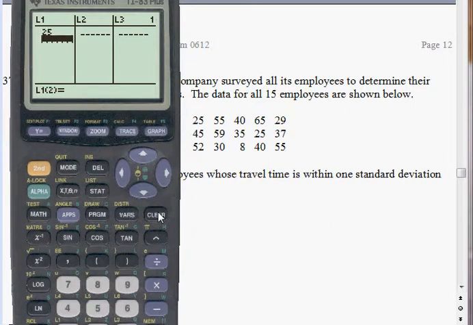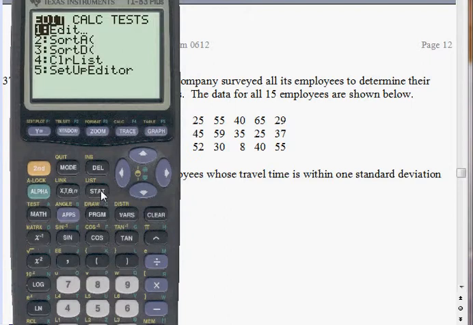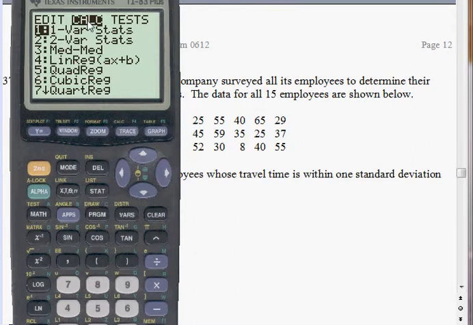Alright, so 25, 55, 40, 65, 29, 45, 9, 35, 25, 37, 52, 38, 40, and 55. Okay, now that I've entered all the information in, I'm going to click on stat, statistics. I'm going to go over to the right to calculate, and for standard deviation, we're going to use number 1 over here, 1 variable stats or statistics.